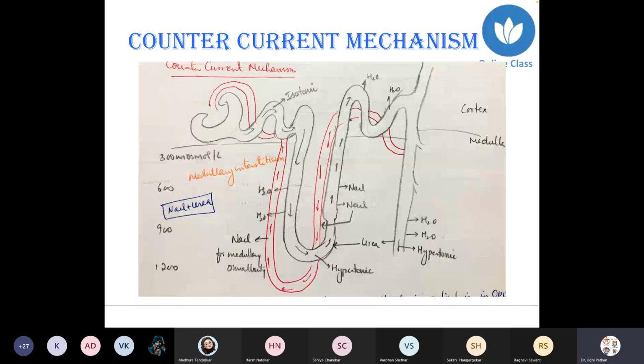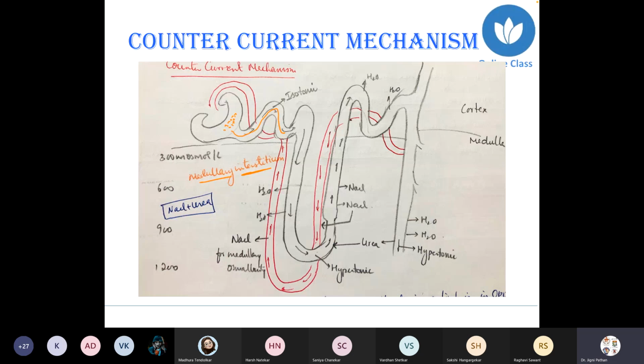Now, see, the filtrate is formed here, right? This is the filtrate. The filtrate is moving from the PCT. Now, this is the medullary interstitium. The medullary interstitium maintains the salt gradient from 300 to 1200 milliosmol per liter. Who maintains it? NaCl and urea maintain the medullary interstitium of the medulla.